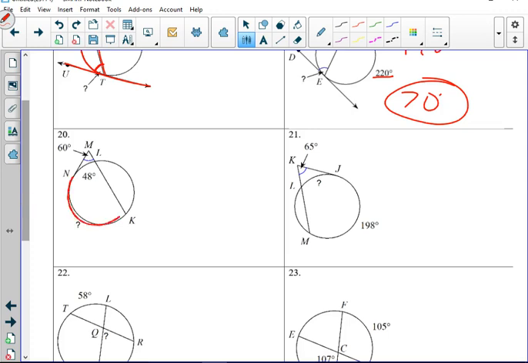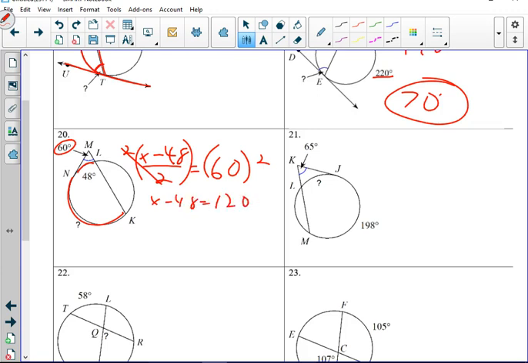So we don't know the big arc. We know the small arc, and we know the angle measurement. So remember, it's the big arc minus the small arc, divided by 2, is equal to the angle. So you need to multiply by 2. That gives me x minus 48 equals 120. Add 48 to both sides. 168 degrees.